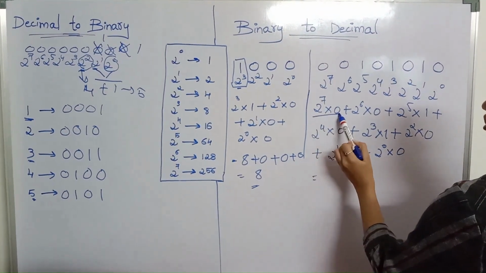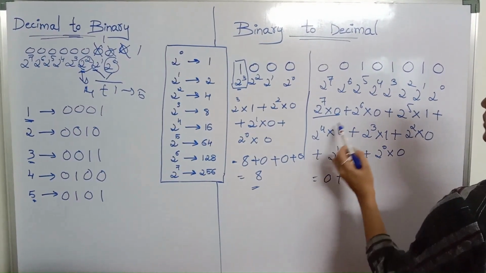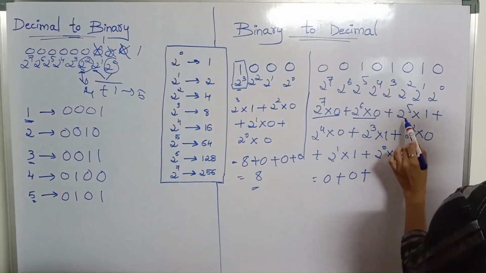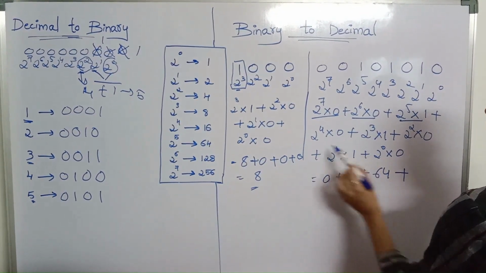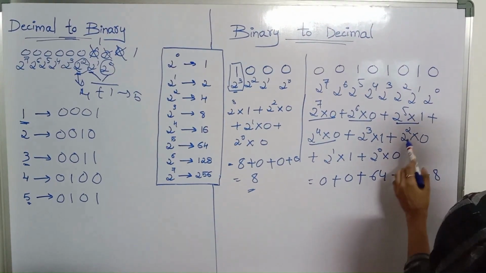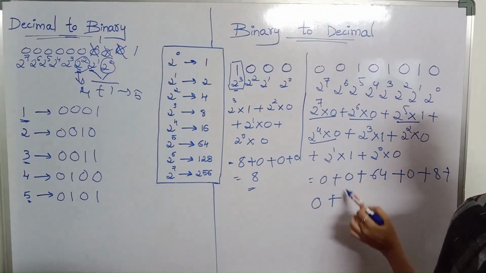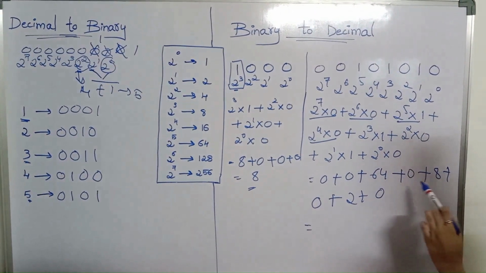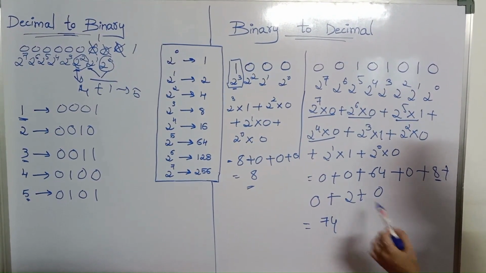Here we have 2 power 7 is 256. 256 into 0 is 0 plus then 2 power 6 into 0, 128 into 0 is 0 plus 2 power 5 into 1. 2 power 5 is 64. 64 plus 2 power 4 into 0 is 0 plus 2 cube into 1 is 8. 2 square into 0 is 0 plus 0. 2 power 1 into 1 is 2 plus 1 into 0 is 0. 64 plus 8, 72 plus 2, 74.